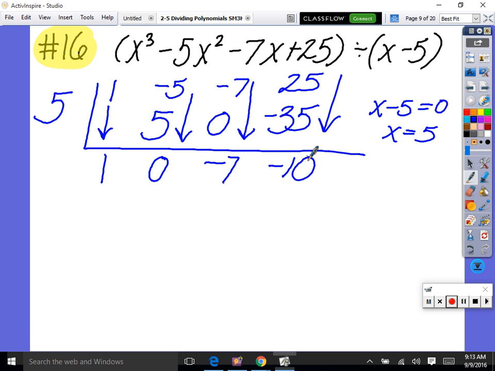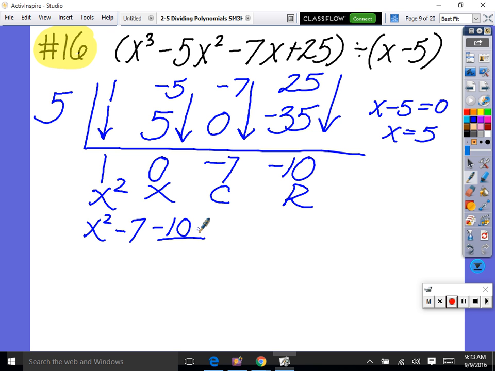We work backwards. This is our remainder. If that's our remainder, that's our constant. That's our x. That's our x squared. Once again, you need to end up 1 degree less than what you started with, and we did. So when we divided x minus 5, we got x squared minus 7, and our remainder was negative 10, so minus 10 over x minus 5. So once again, x minus 5 was not a factor.